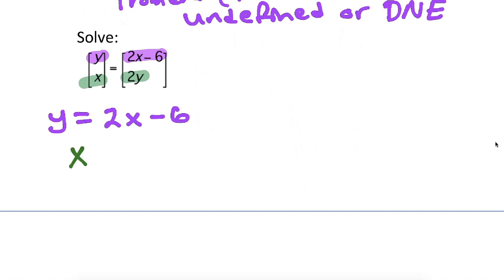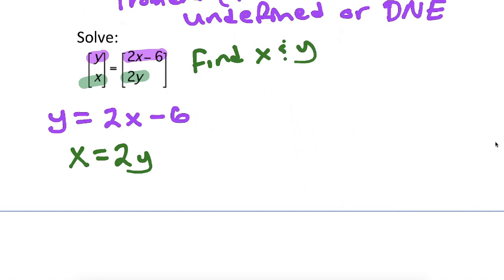So x is equal to 2y. Well, now we can solve this. If the question was find x and y, well, now what we can do is we can solve this.